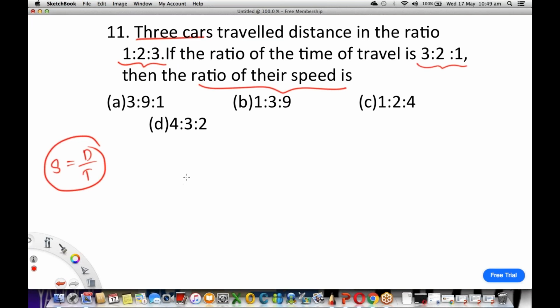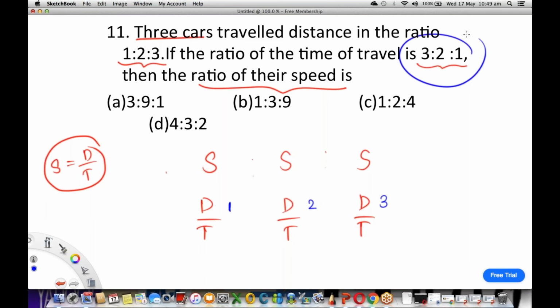So the speeds of the three cars, speed of car 1, car 2 and car 3, will be given as distance by time, distance by time and distance by time. Anyways, we are talking about the ratio here. The distances are in the ratio of 1 is to 2 is to 3, indicating that the distance in the first case is 1, the second case is 2 and the third case is 3. And the time taken is 3 is to 2 is to 1, that is, time taken is 3, here it is 2 and here it is 1.